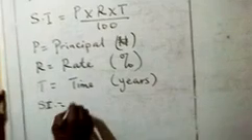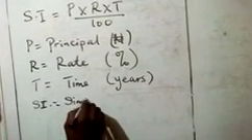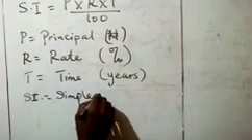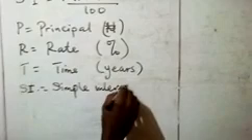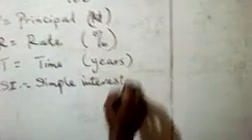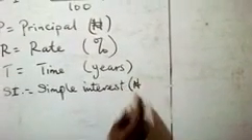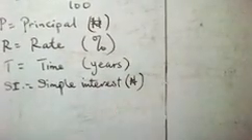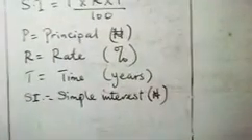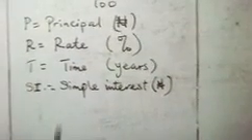Your simple interest is measured also in terms of money. It can be naira, it can be dollar, it can be cedis, it can be yuan, it can be rands, depending on the currency you are using. So these are the major terminologies we'll be looking at. But this particular video will be concerned with simple interest.